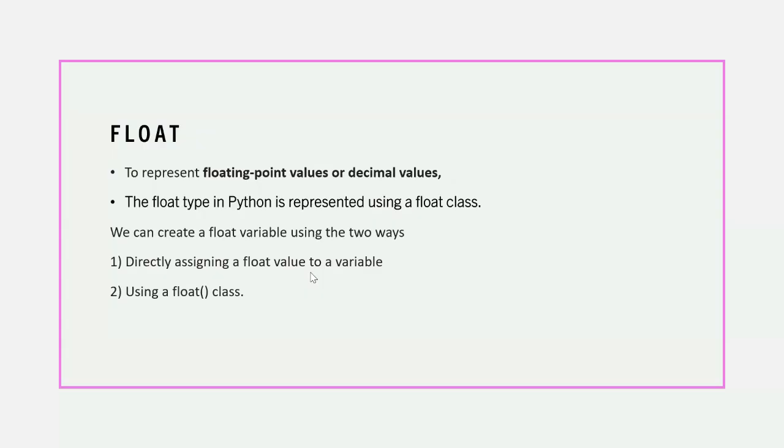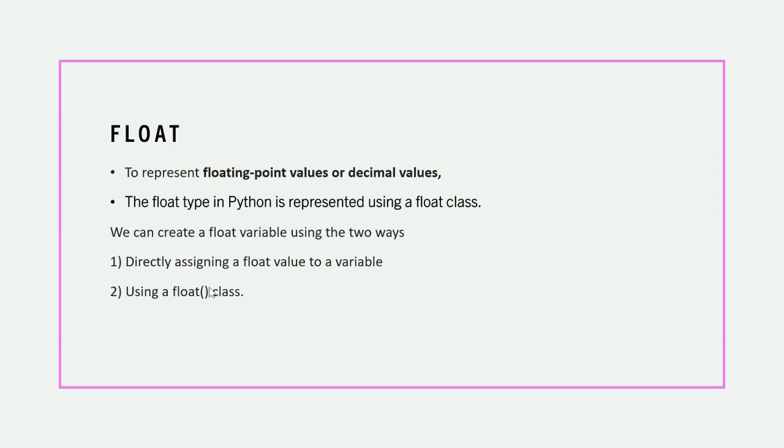Now next is float. To represent floating point values or decimal values, we use the float data type. The float type in Python is represented using the float class. We can create float variables again in two ways. First, directly assigning a value, or like we did with integer, you can simply use the float class too. So both ways are okay. If you're thinking why we are using it, guys, if you get into complex coding and programming, then the difference is much more seen. Otherwise, there is no difference. You can use any of the ways.